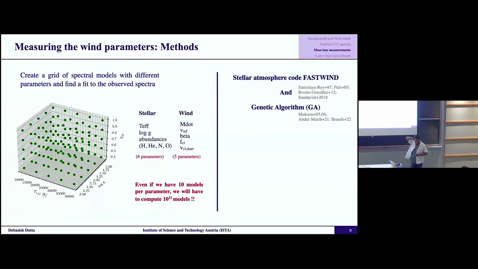Now, genetic algorithm is a way to probe the parameter space. It works on a principle of genetics and tries to find a good fit of the observed spectra. And since this fast twin code is fast, it makes some simplifications, and therefore we use this more detailed atmosphere code CMFGen to verify our results.